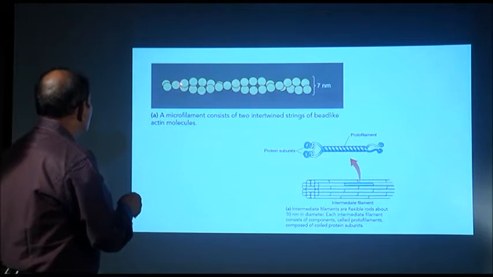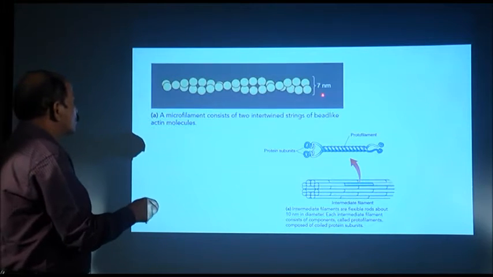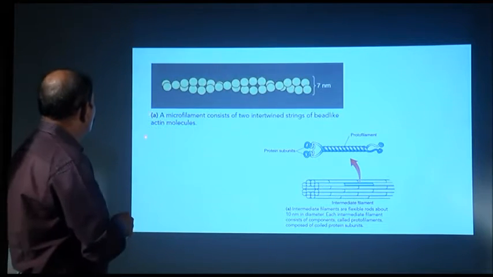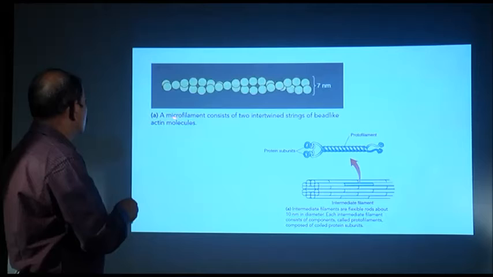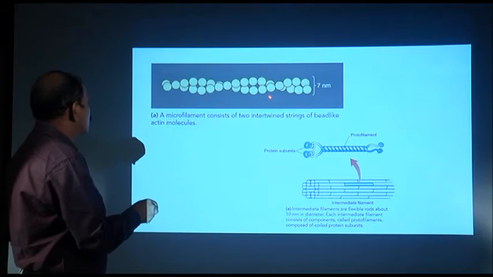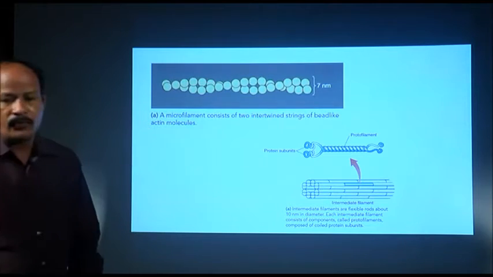Similarly, like this. So, now this is of 7 nanometer thickness. A microfilament, because of its thin, lowest thickness, that is 7 nanometer, that is why it is called a microfilament. As it consists of actin molecules, that is why the name is actin filament.